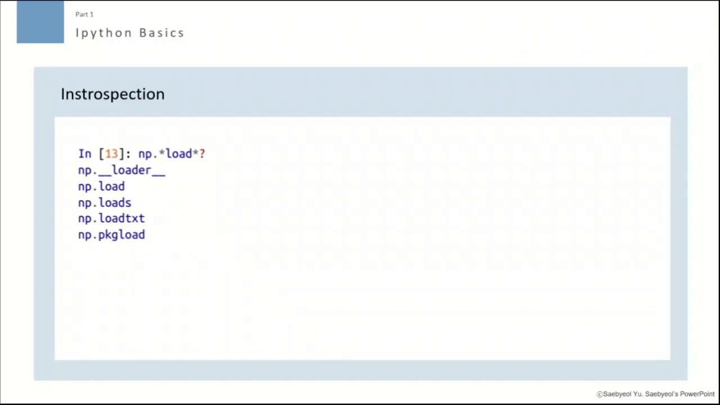The question mark has a final usage, which is for searching the IPython namespace in a manner similar to the standard Unix or Windows command line. A number of characters combined with the wildcard will show all names matching the wildcard expression. For example, we could get a list of all functions in the top-level NumPy namespace containing load.